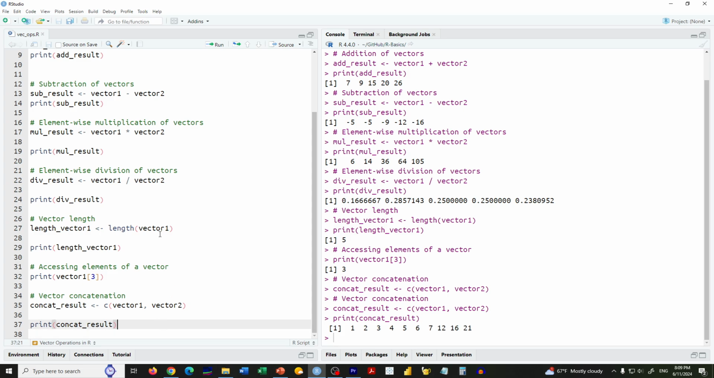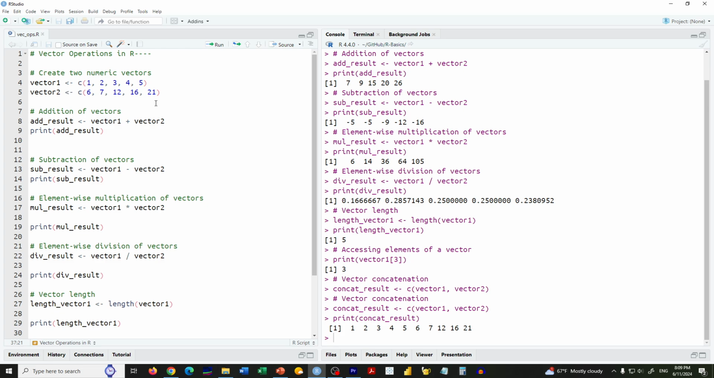Now remember, when you perform these operations, we assume that both the vectors are of equal length. If the vectors are not of equal length, the operations will not be performed uniformly.